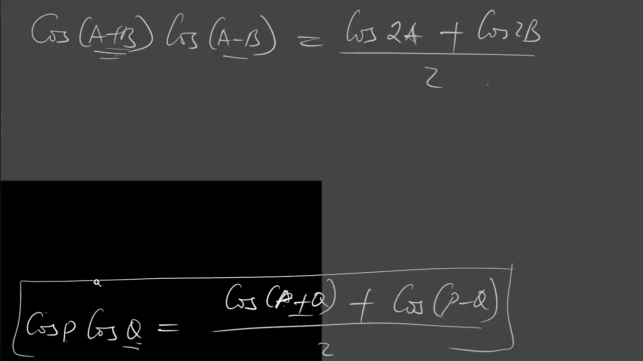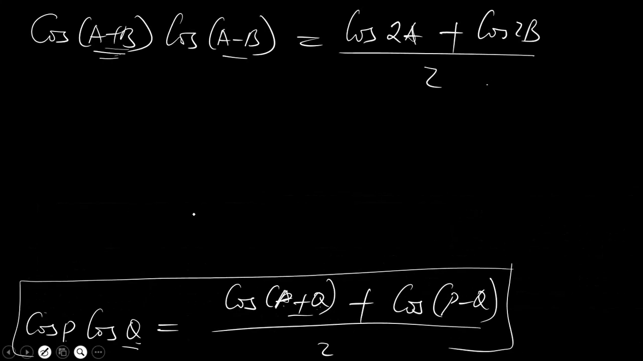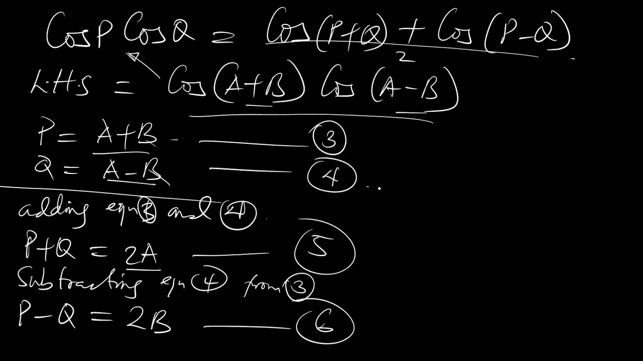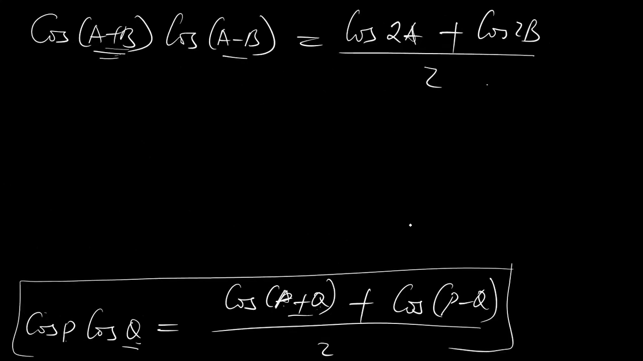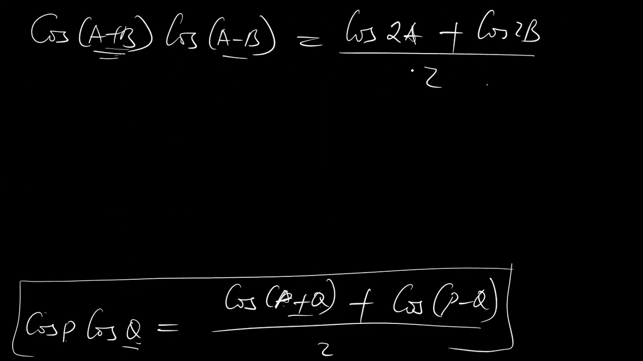Now, p plus q in equation 5 is 2A, and p minus q in equation 6 is 2B. So we just replace it. We have just used this formula. So now we have gotten this. This is the same thing as saying 1 over 2 into cos 2A plus cos 2B.